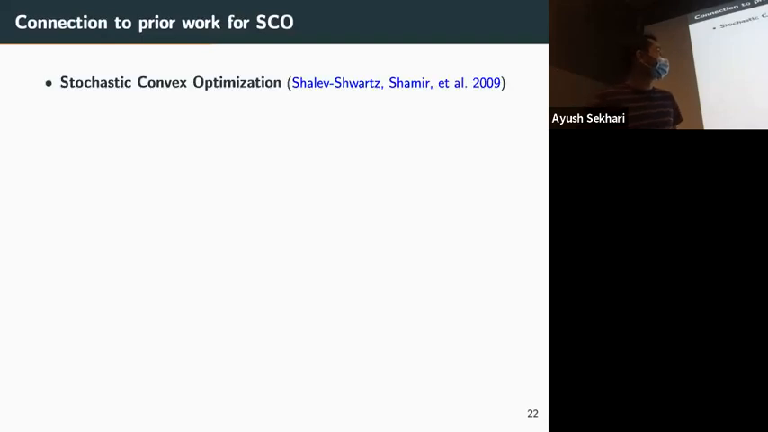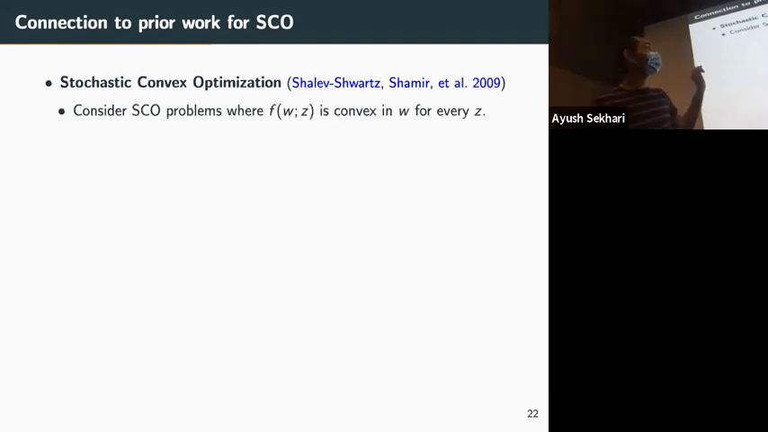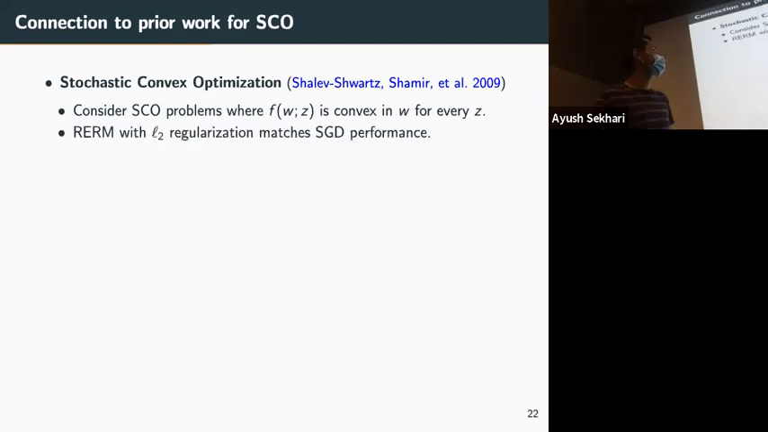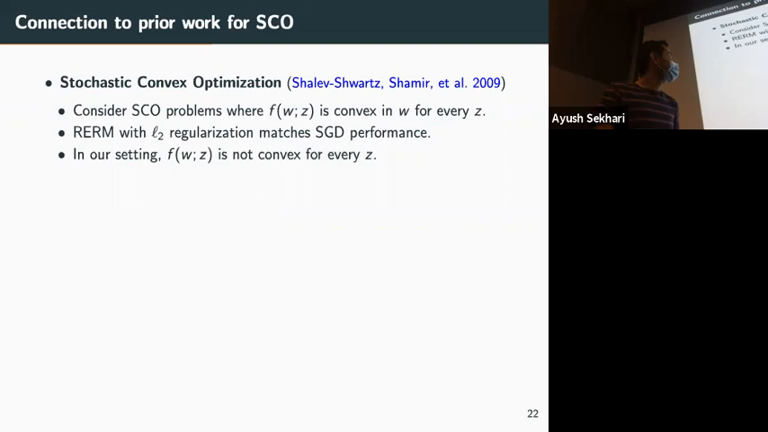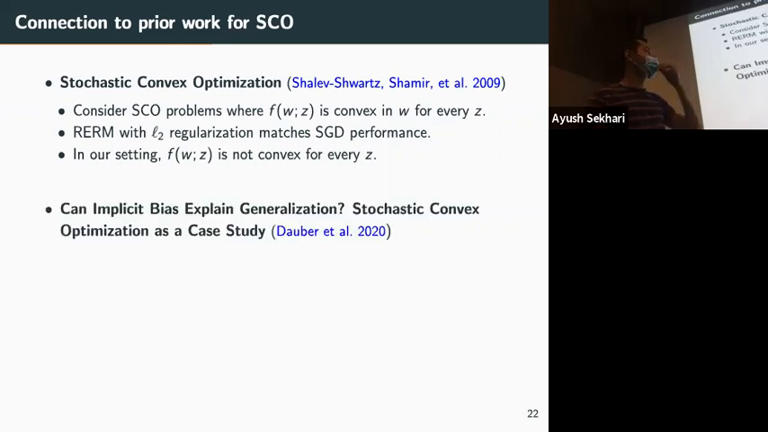for SCO. So one of the most closely related works is this paper called SCO, Stochastic Convex Optimization by Shalev-Shwartz et al. in 2009. In this work, they considered SCO problems where even the instance loss on every data sample is convex in W. And once you have that property, they show that RERM with L2 regularization matches the performance of SGD. In our setting, each data loss may not be convex. And this shows a stronger separation in terms of SGD and RERM performance.